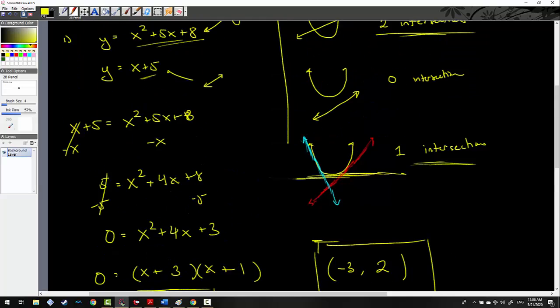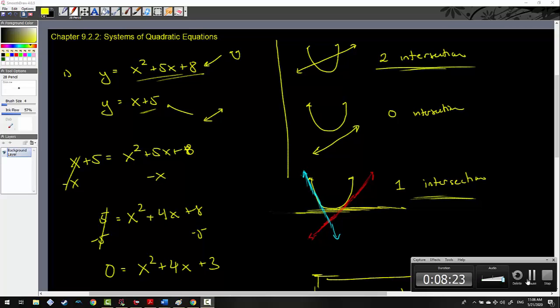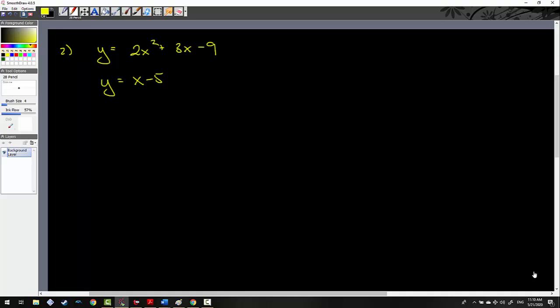That pretty much is the lesson right there. So for the rest of the lesson, I'm just going to do a few examples. So let me clean up the board real quick, and I'll be back in a flash. And welcome back for the second example.